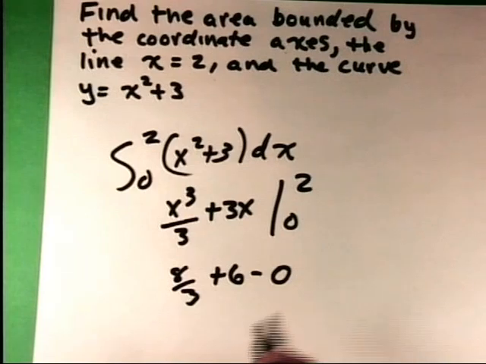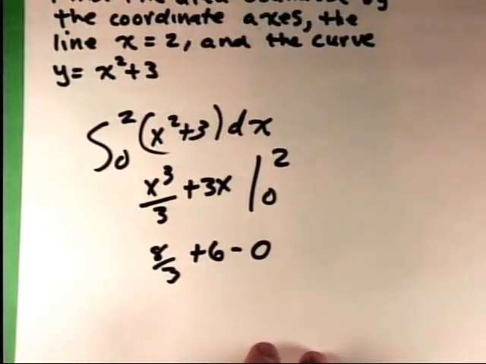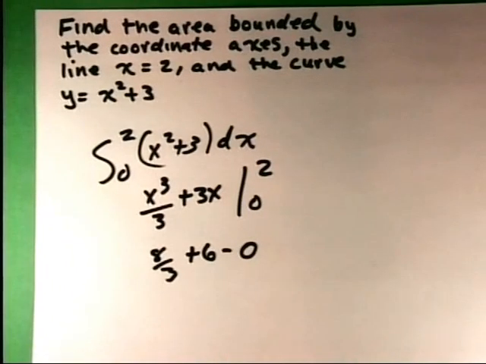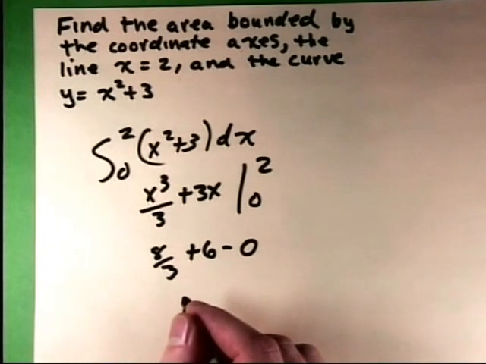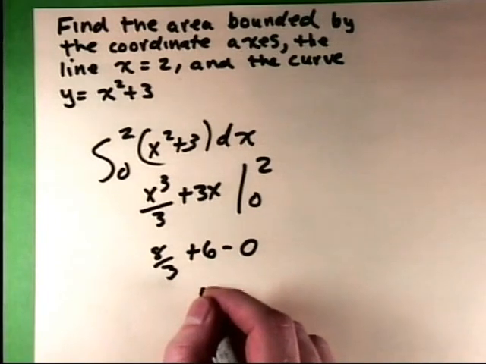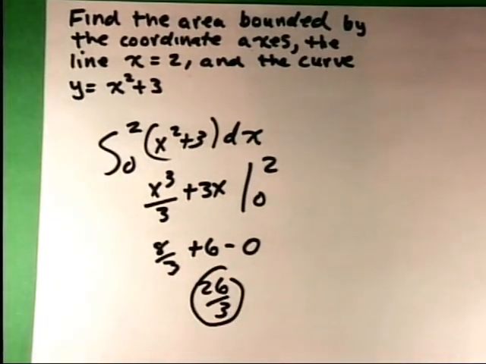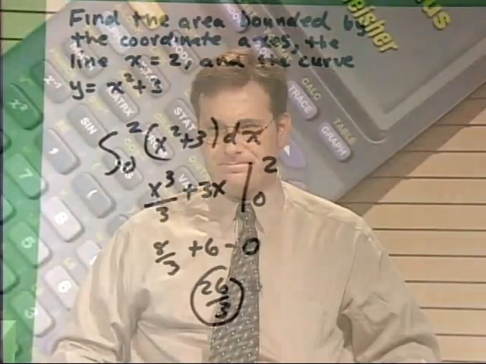Seven and 2/3. That's right. So you got 26 over 3, right? Yeah. Okay, hey, that's a great job. Do we have another caller out there?